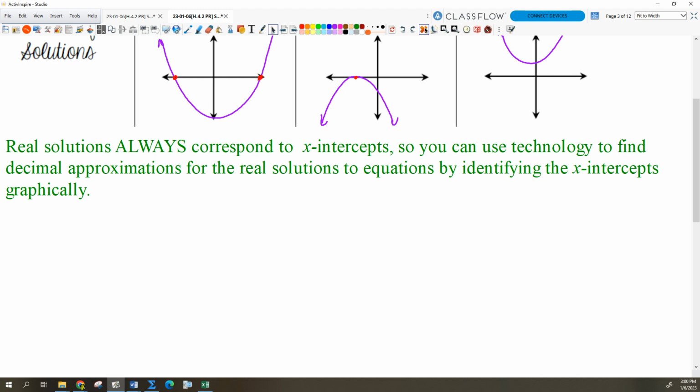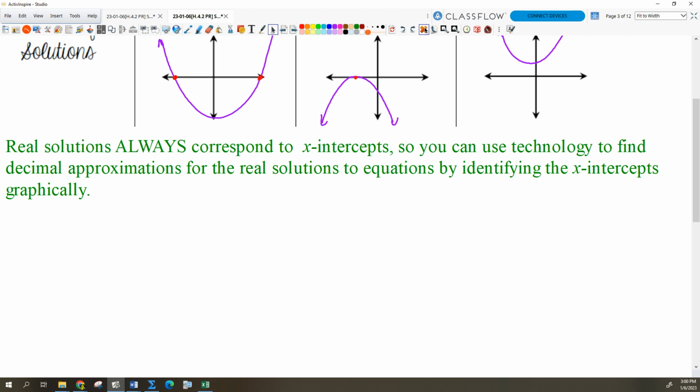And so as long as we can find x-intercepts, we can find real solutions, which makes technology hugely valuable to us because graphing technology can find x-intercepts pretty easily. You graph a function and look where it crosses the x-axis, right? So that's something that's just hugely valuable to people that actually use math.